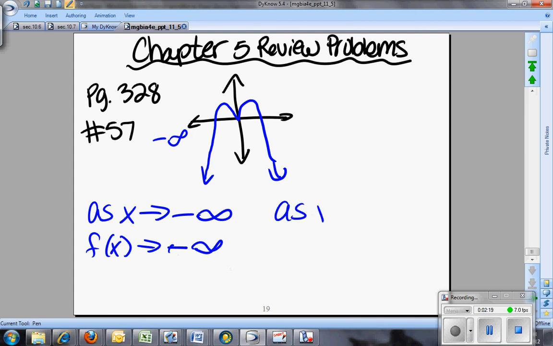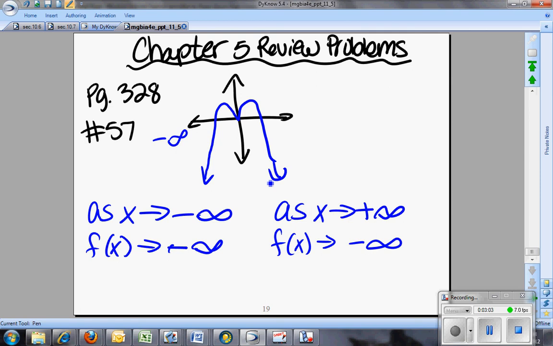Now if I travel to the right, as x is approaching positive infinity, this function is also going to negative infinity. So no matter where I go, both of my ends end up in negative infinity. That's why we have two arrows pointing down. We could have told that just from the equation. Since the coefficient was negative 5, it points down, and since the exponent was even, to the fourth power, both ends go in the same direction. That's a little shortcut. All right, let's move on. That was 328, number 57.